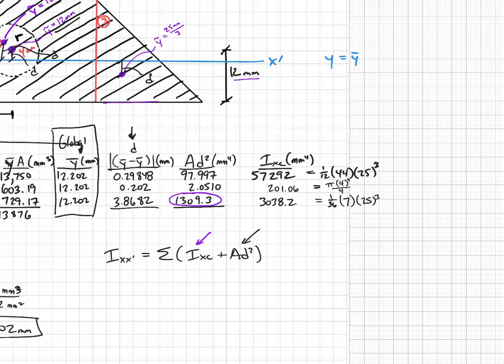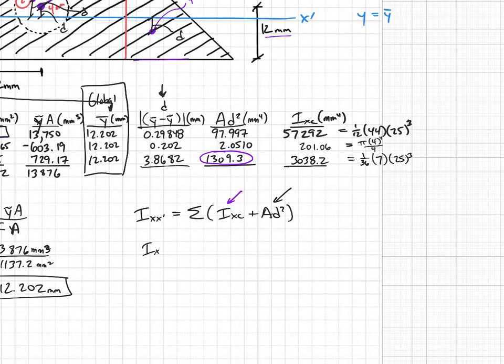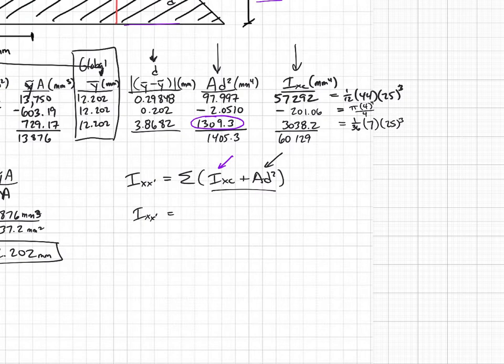Now to solve this whole thing, all we're going to do is sum all the IXCs and all the AD squareds. So we'll say IXX prime equals basically the sum of all of this. So what I'm going to do is add up this column, add up that column, and then add them together. But I also need to remember that the circle is negative, so we're going to subtract those. Okay, so just be careful with that. Okay, so now I've just summed those two rows, and I got this value and this value. And then I'm going to add them together.